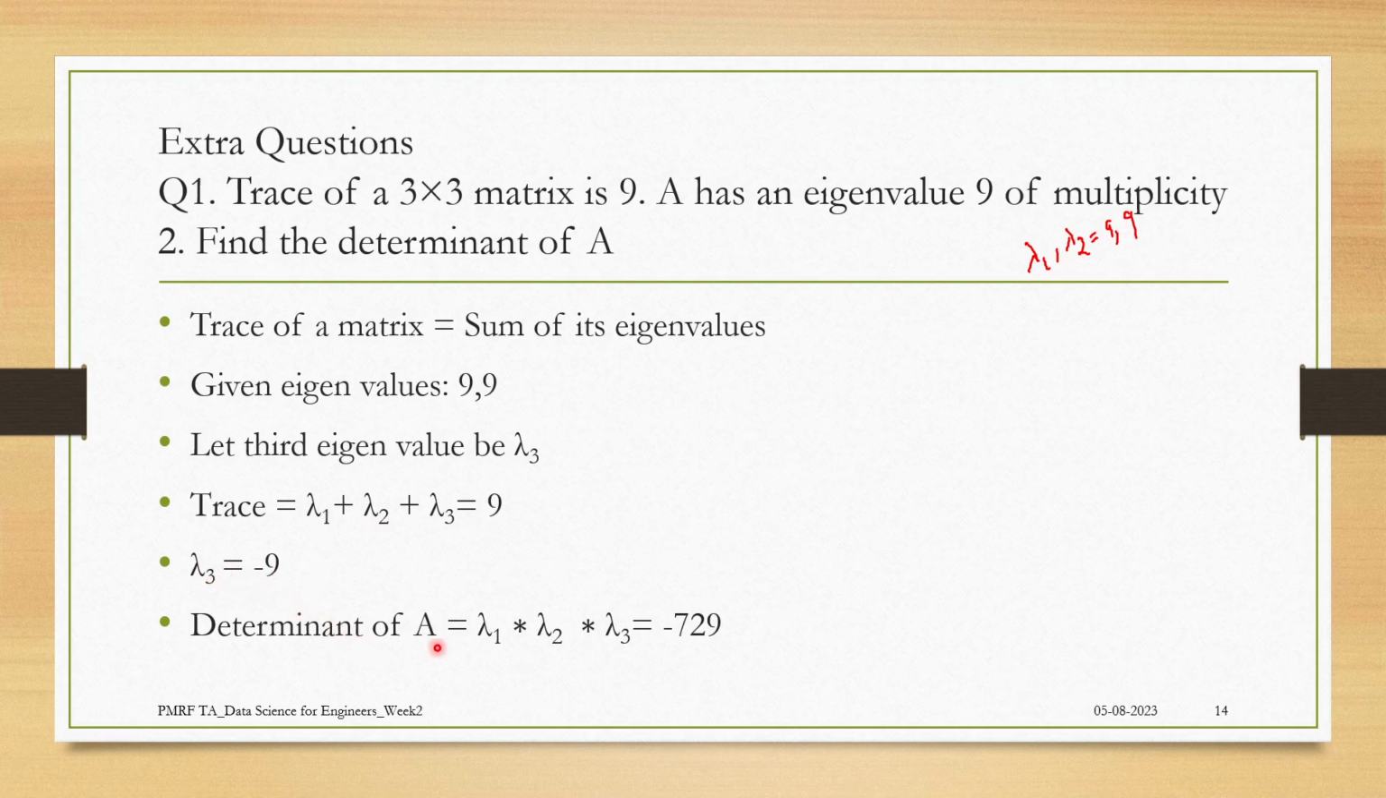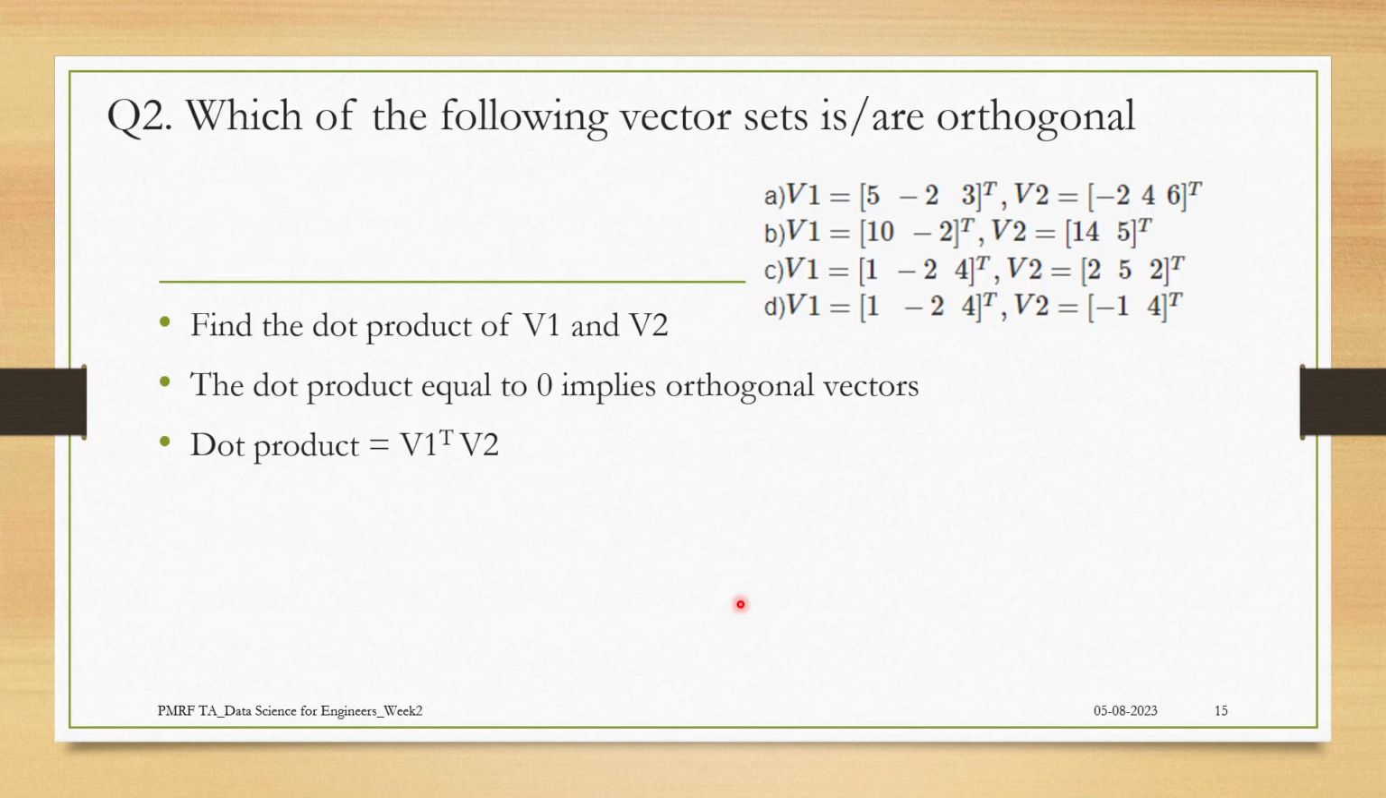Then the determinant of A will be the product of the eigenvalues. So you have got 2 of the eigenvalues as 9 and 1 as -9. So it will be 9 into 9 into -9, which is -729. Okay, this is one question. If any doubt, you can ask, or we'll move on to the next one.